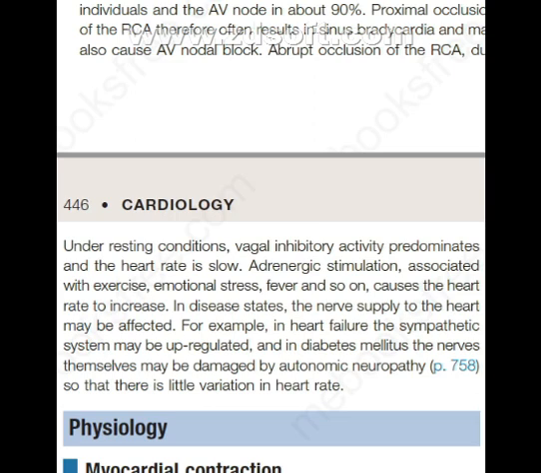In disease states, the nerve supply to the heart may be affected. For example, in heart failure, the sympathetic system may be upregulated, and in diabetes mellitus, the nerves themselves may be damaged by autonomic neuropathy, so that there is little variation in heart rate.